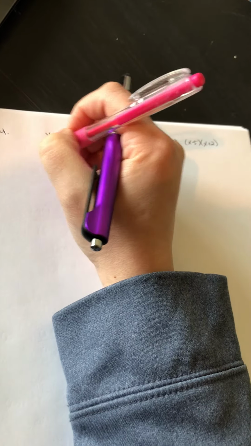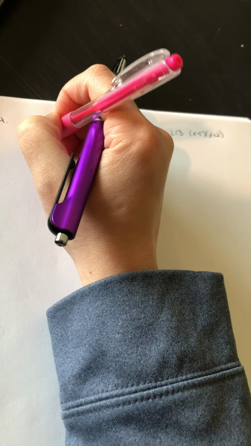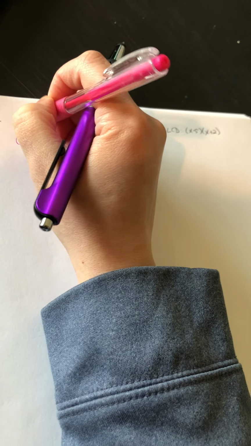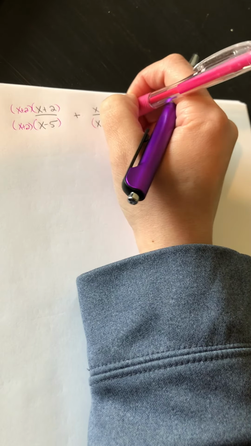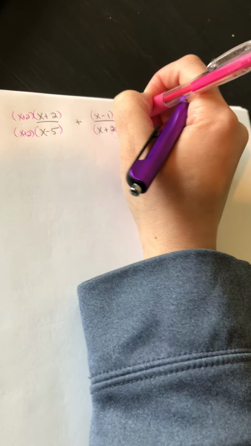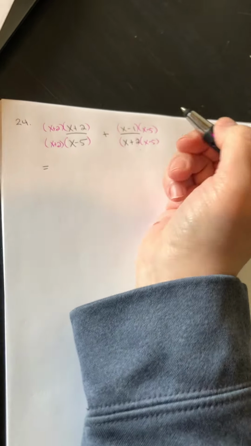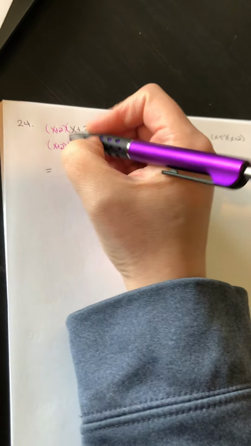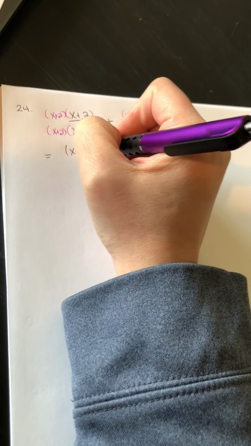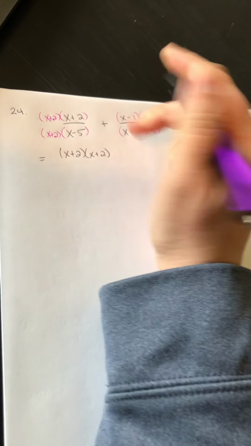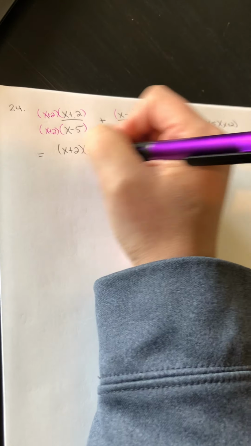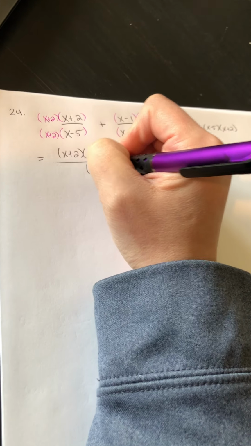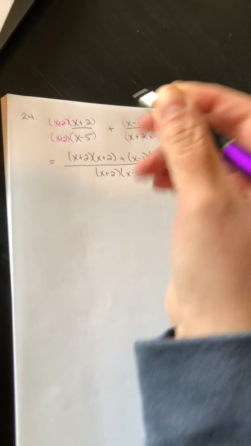So x minus 5 times x plus 2. So on this side, I need the x plus 2. And if I do it to the bottom, I have to do it to the top. On this side, I need the x minus 5. And I just throw parentheses around it all so you don't forget to FOIL. So that gives me x plus 2 times x plus 2, plus, because now they have a common denominator, x minus 1 times x minus 5, all over x plus 2 times x minus 5.